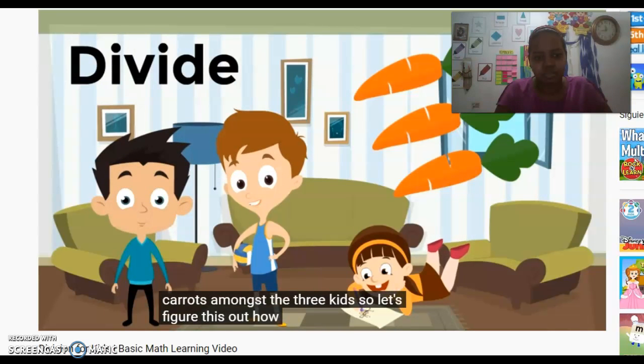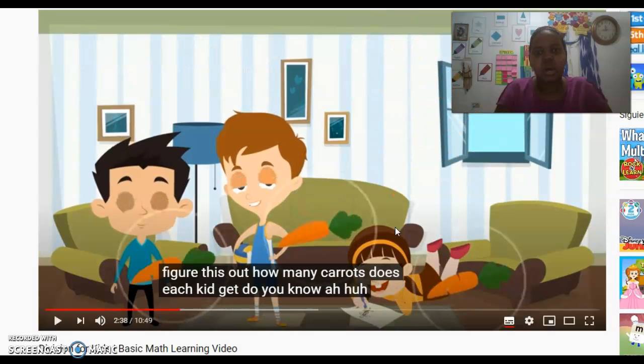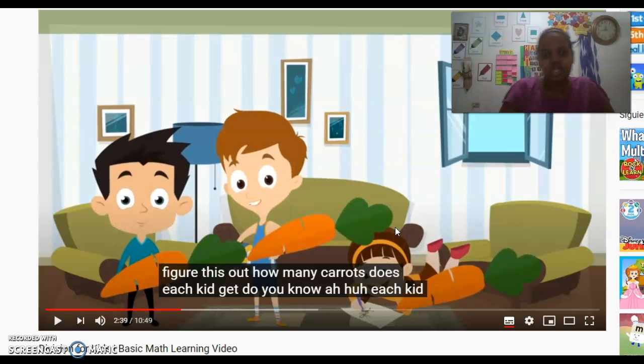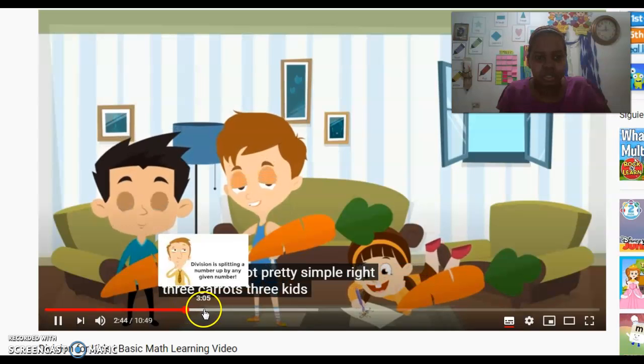So let's figure this out. How many carrots does each kid get? Do you know? So, how many carrots is each one of the kids going to have? Each one of them is going to have 1 carrot, because if we have 3 carrots and we have 3 kids, we are going to give 1 to each one of them. 1 carrot for Ethan, 1 carrot for Yuli, and 1 carrot for Michael, or the name of the other boy. Each kid gets 1 carrot. Pretty simple, right? 3 carrots, 3 kids.